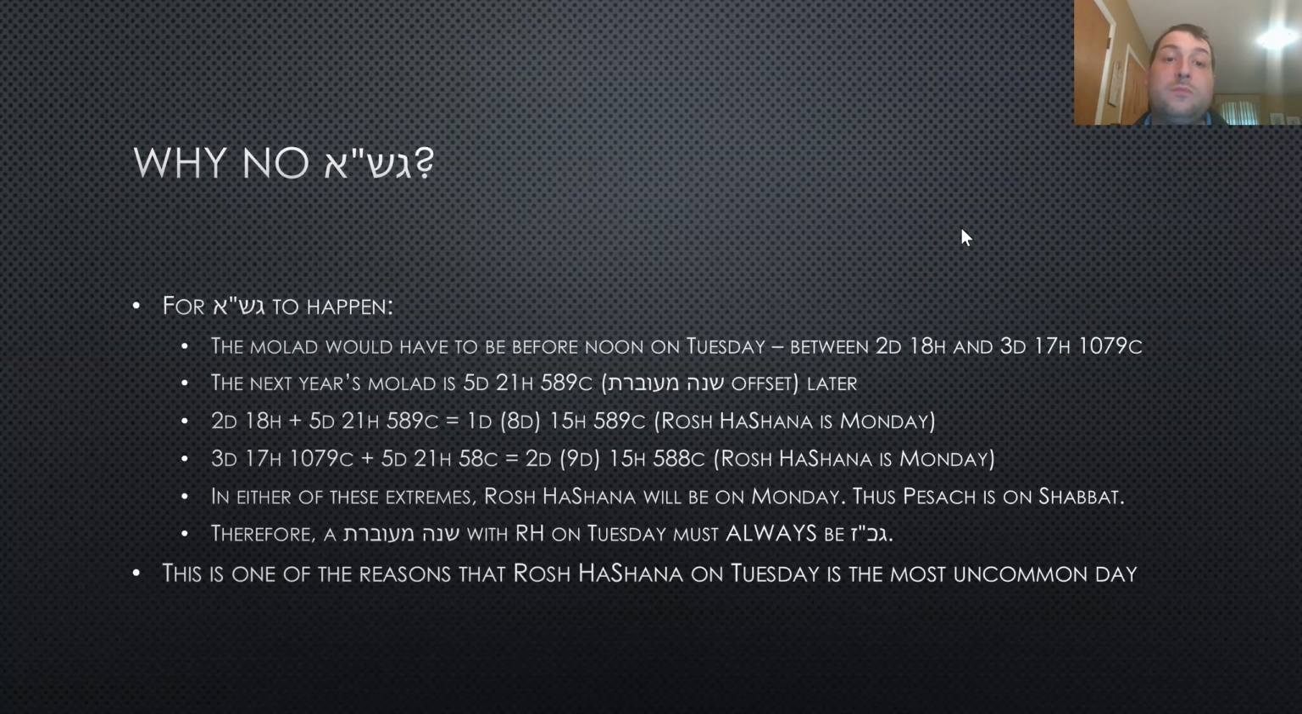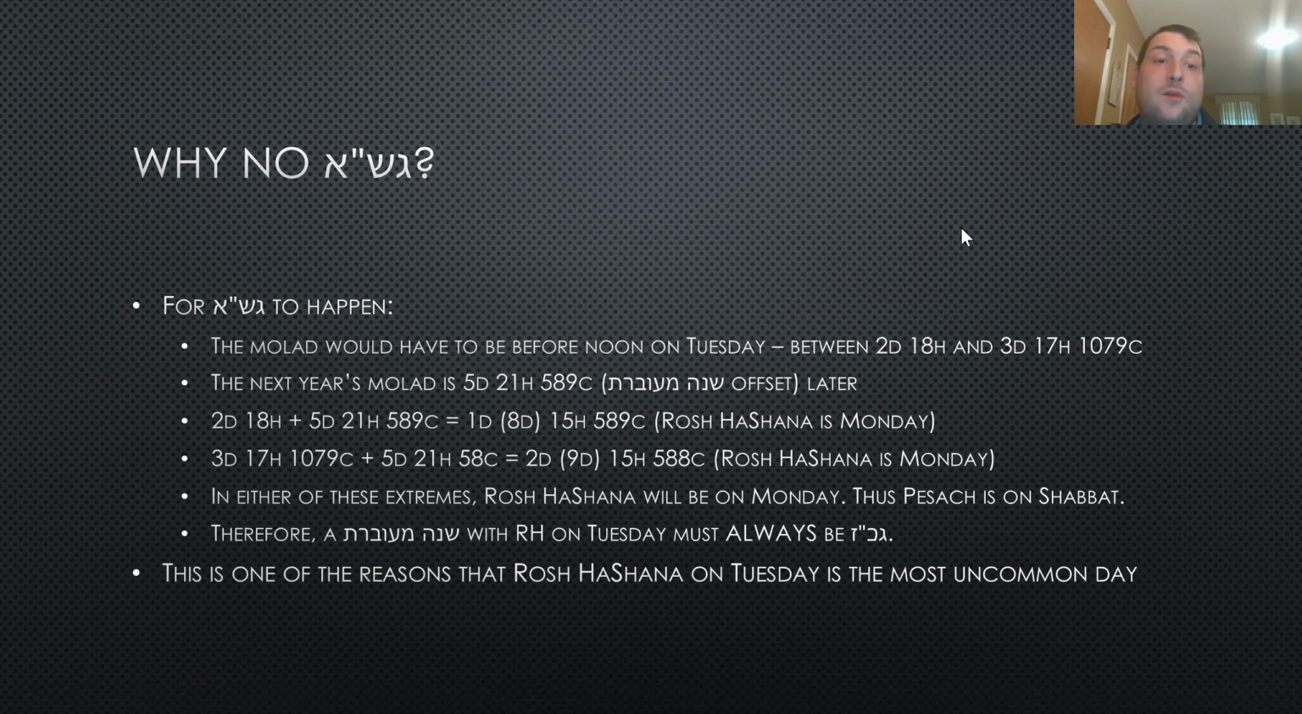So next year's Molad is 5 days, 21 hours, and 589 chalakim later. That's the Shana Me'oberes offset. So Gesha has to happen in a Shana Me'oberes, and we know what the offset of that is. If you add 2 days and 18 hours to 5 days, 21 hours, and 589, you get 8 days, 15 hours, and 589 chalakim. Rosh Hashanah is on Monday, if that's the case. 1 day, 15 hours, and 589 is clearly in the Monday level.